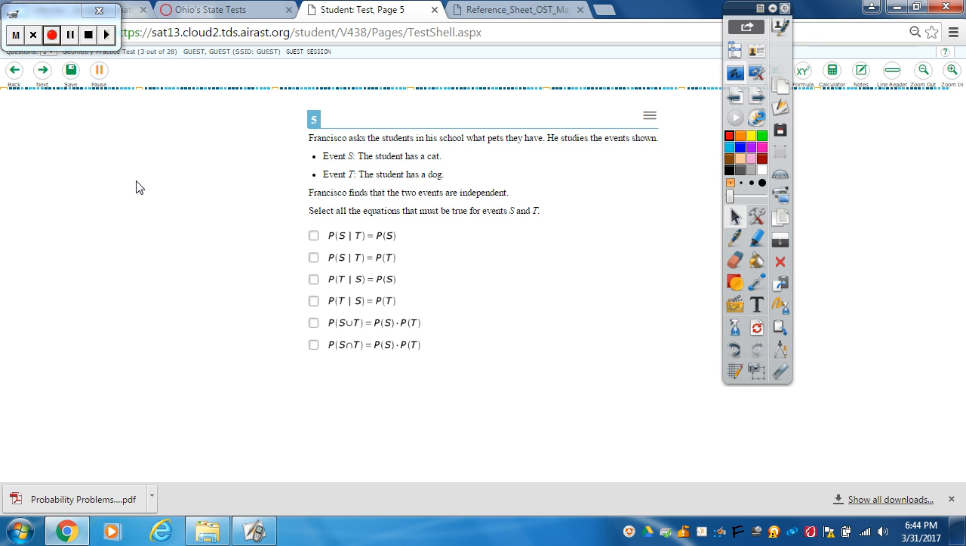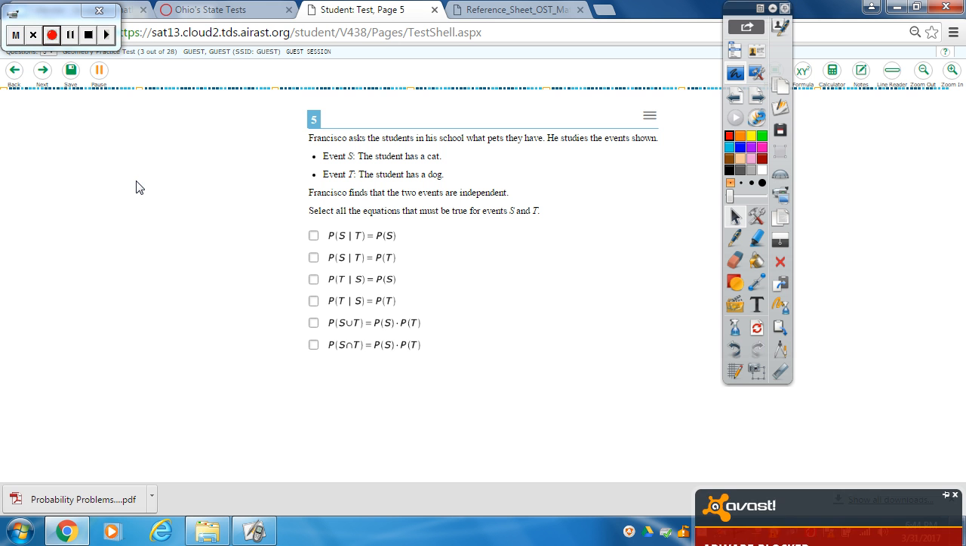Francisco asks the students in the school what pets they have. He studies the events shown. Event S, the student has a cat. Okay. Event T, the student has a dog. Francisco finds that the two events are independent, meaning if they have a cat, that doesn't necessarily mean that they're going to have a dog, and vice versa. Select all the equations that must be true for events S and T.